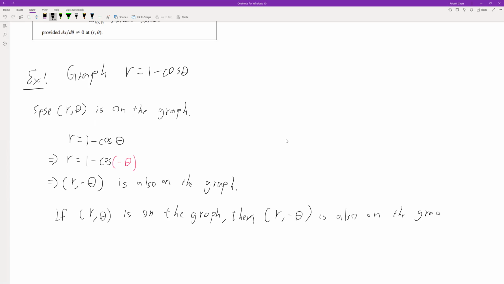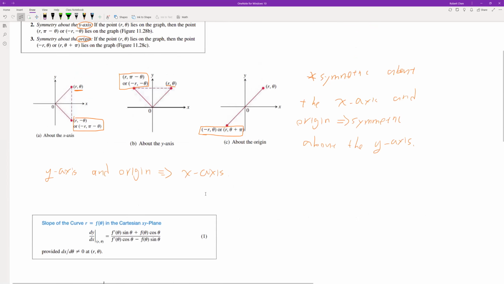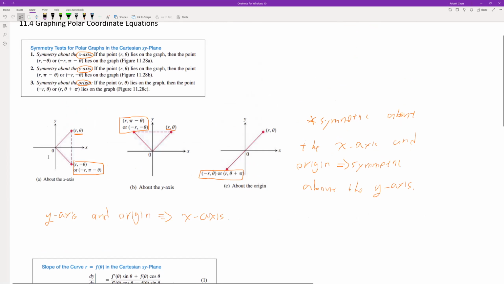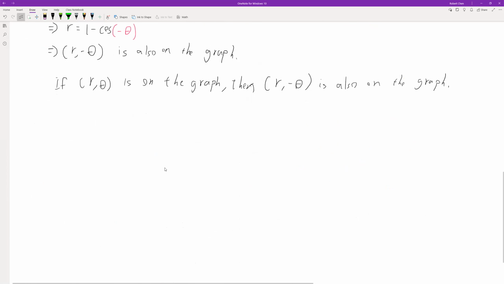And what type of symmetry is this? Let's go up and look. r, theta and r, negative theta. It's going to be the first one. If r, theta is on the line, that means r, negative theta is on the line. So it has symmetry about the x-axis. So therefore, symmetry about the x-axis.